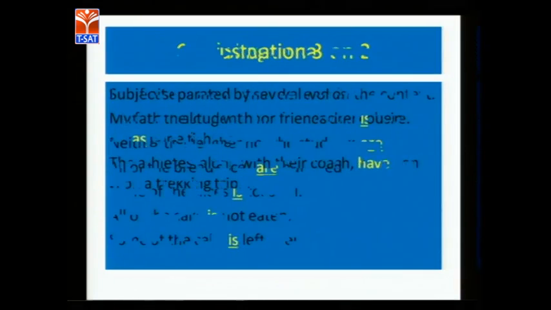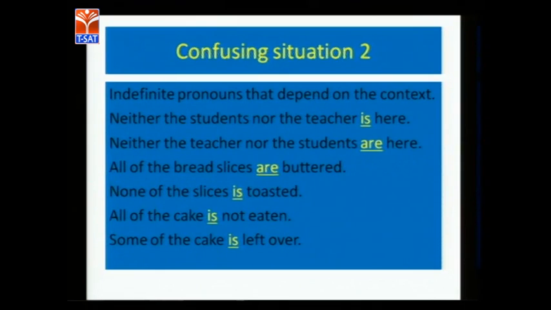Okay? So let us look at some more examples in this set. All of the cake is not eaten. All of the cake, because cake again is an uncountable noun. So you say all of the cake is not eaten. Some is also used with cake. Okay, some of the cake is left over. Here the subject is very clearly cake, not pieces of cake or slices of cake. It is cake, and cake is uncountable.